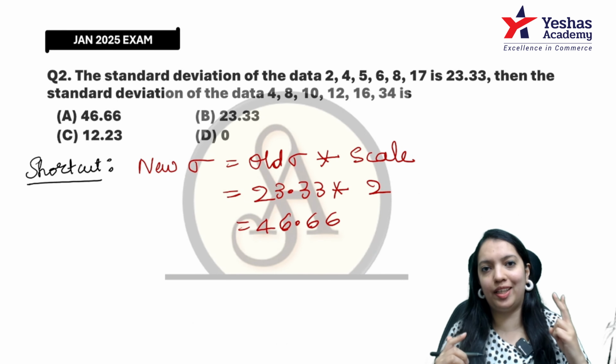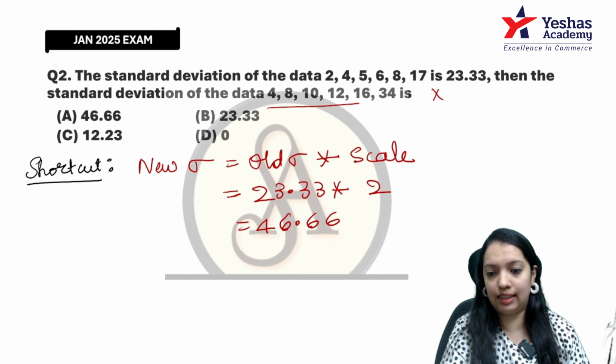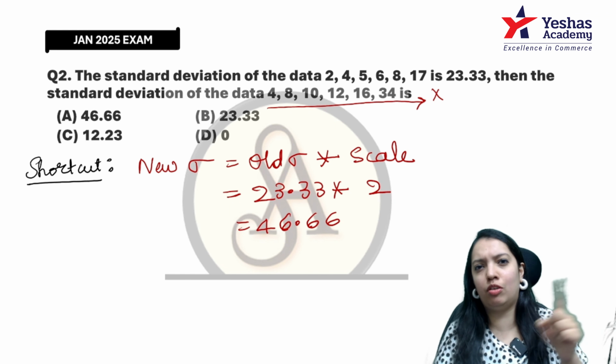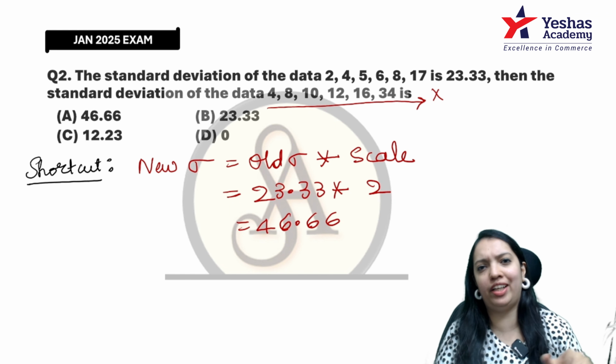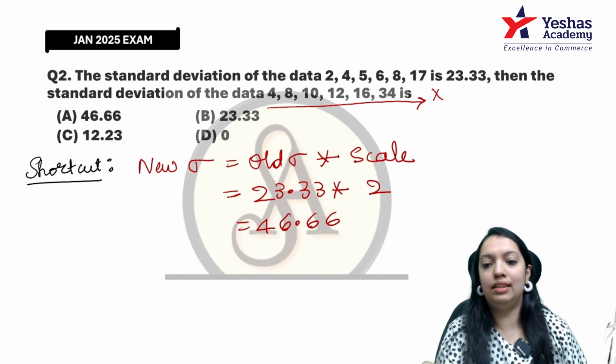Second question, there are 2 ways to calculate standard deviation. Either you can take all these values as x and you can calculate standard deviation using the formula square root of summation x square divided by n minus summation x by n the whole square. Or this is method number 2. This is change of scale.